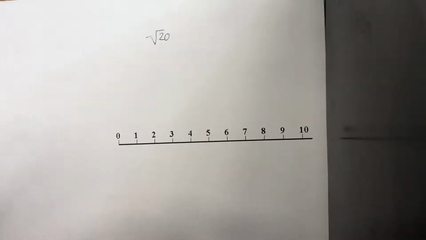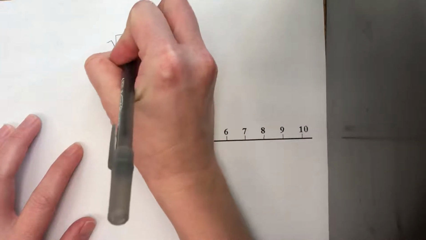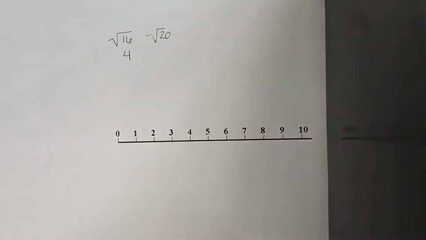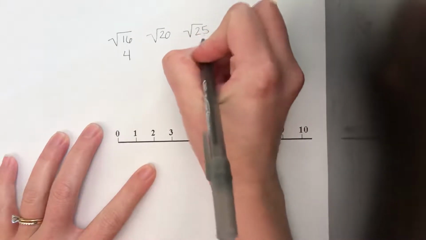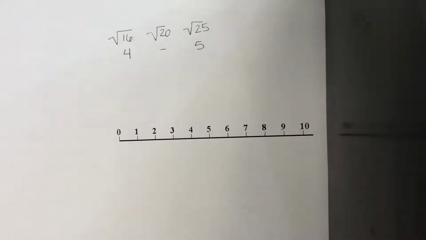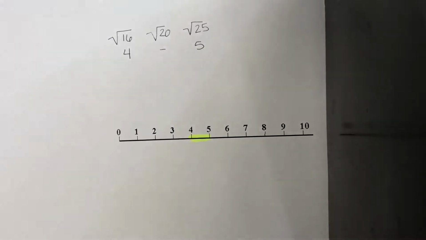Okay, so you want to find the perfect squares that are closest to 20. If you don't have your first 15 perfect squares not necessarily memorized, but if you're not familiar with them, you need to get familiar with them. So the square root of 20 is going to fall between the square root of 16, which is 4, and the square root of 25, which is 5. So I know that the square root of 20 is going to be somewhere on this number line between 4 and 5.